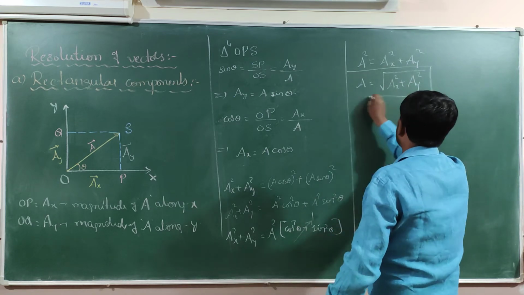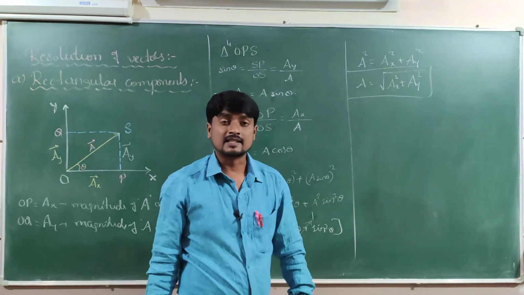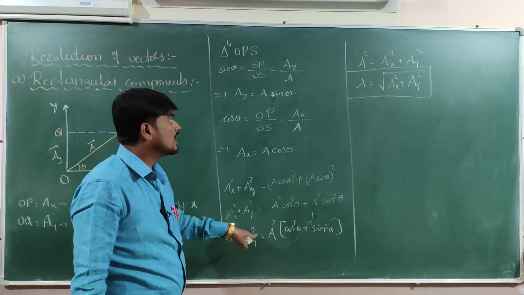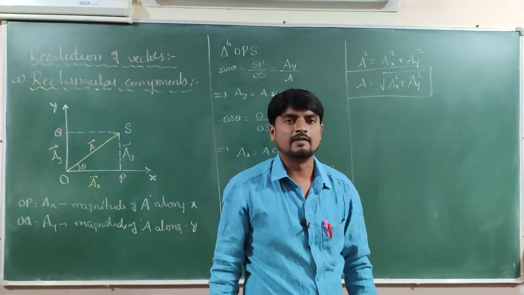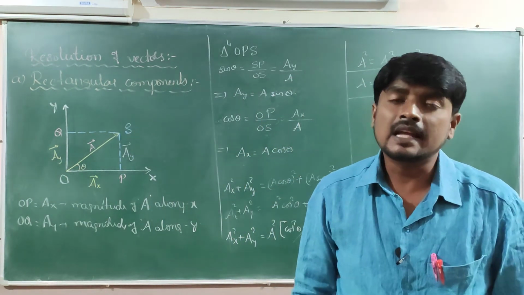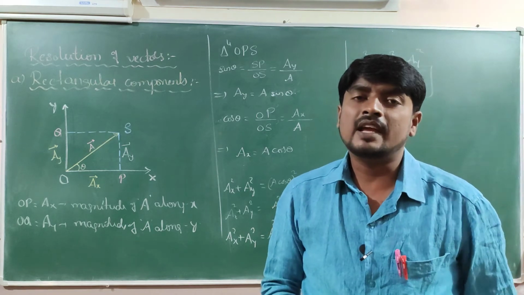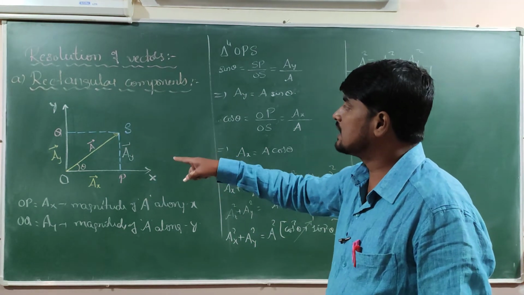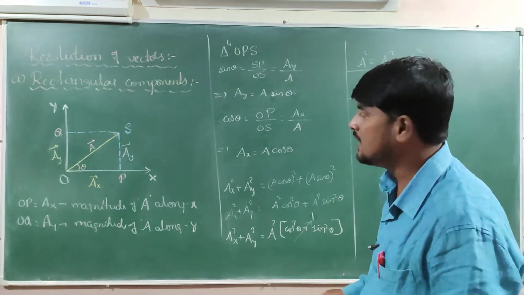One more very important relation. As I said friends, if the value of theta and A are given, it is possible to calculate the value of AX and AY. Then we calculate the value of AX square and AY square. How to calculate the angle? So at what angle is the vector moving? Very simple, it is simply tan theta.